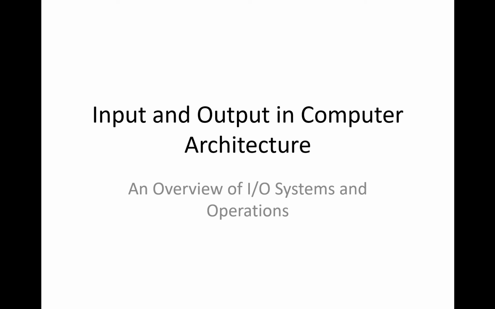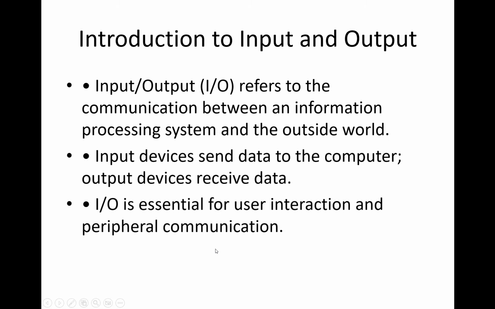Today we are going to look at input and output in computer architecture. So now the question is, what is an input and output in a computer architecture? Input and output refers to the communication between an information processing system and the outside world. Input devices send data to the computer and output devices receive the data. So the I/O is essential for user interaction and peripheral communication.